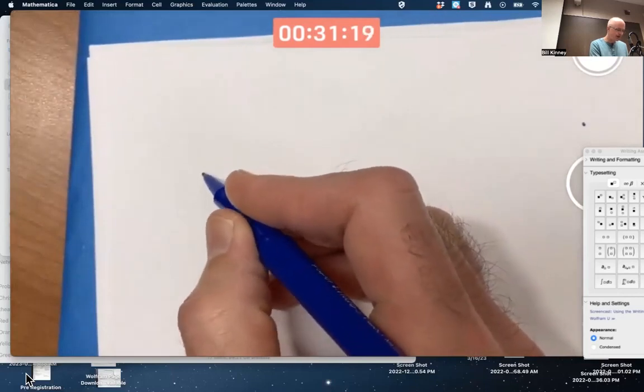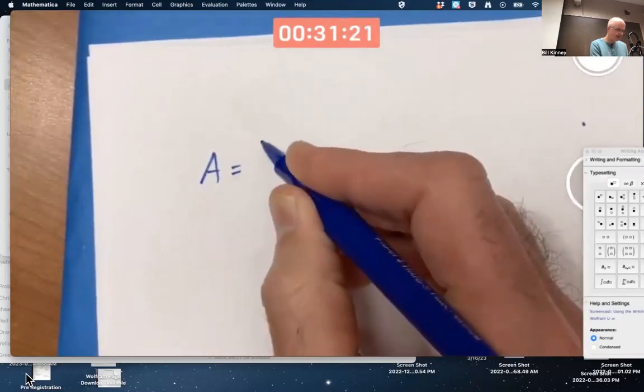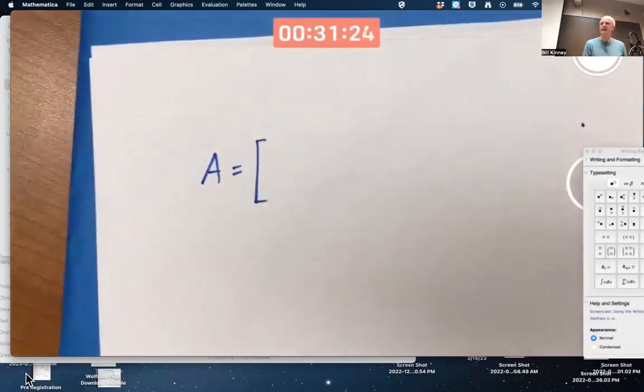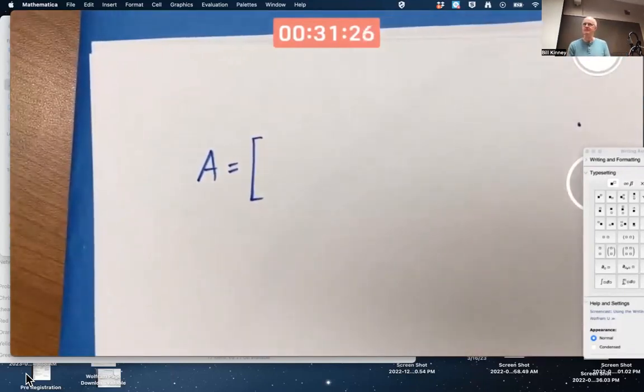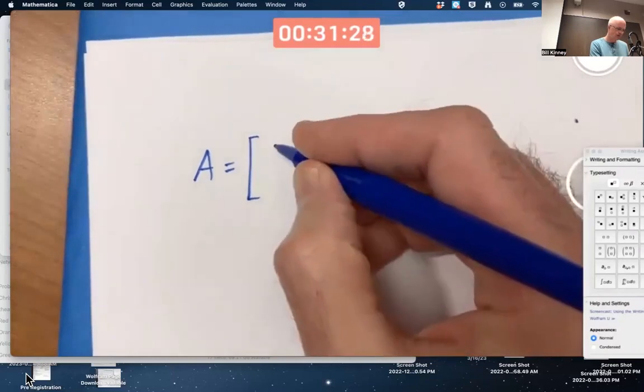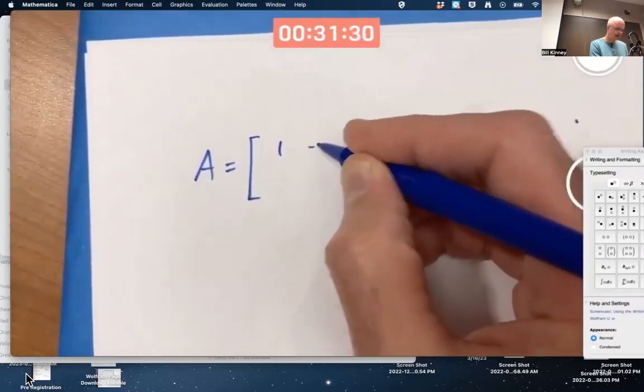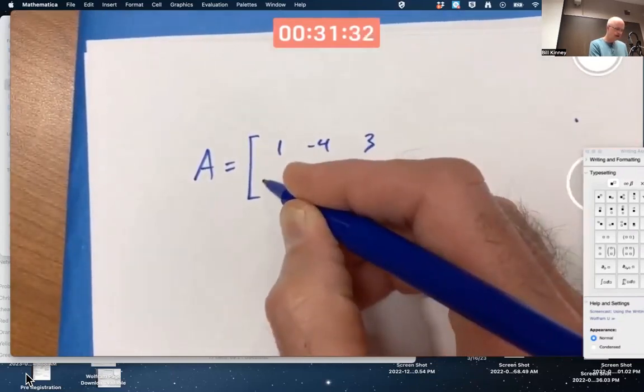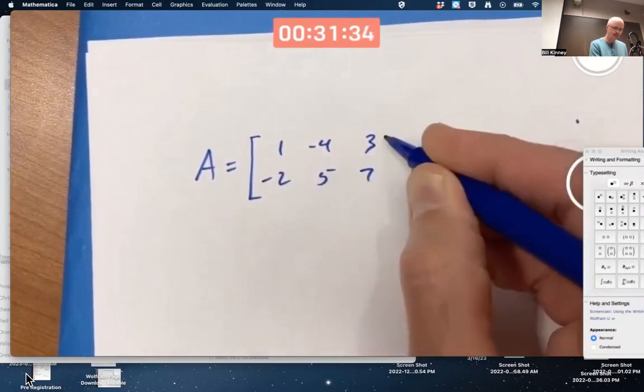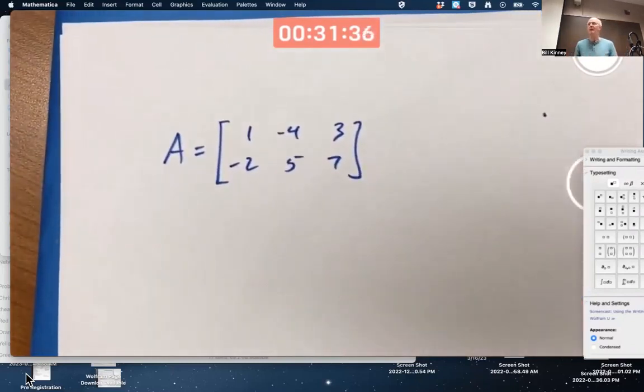Let's take a matrix. I'll call it A. Let's make it a 2x3 matrix: 1, -4, 3, -2, 5, 7. How have we thought about such matrices so far?